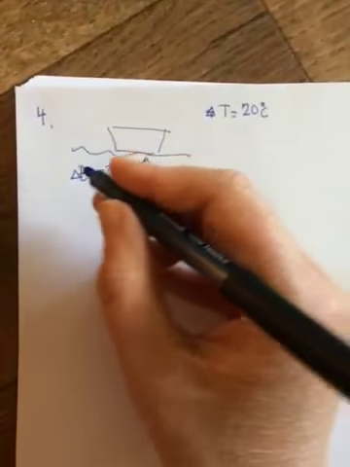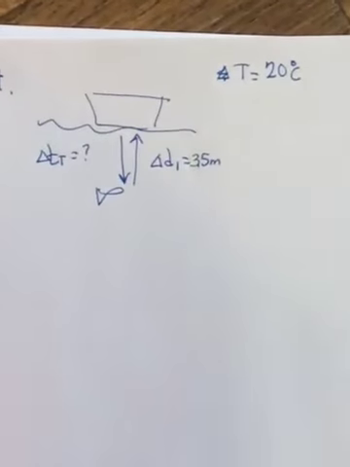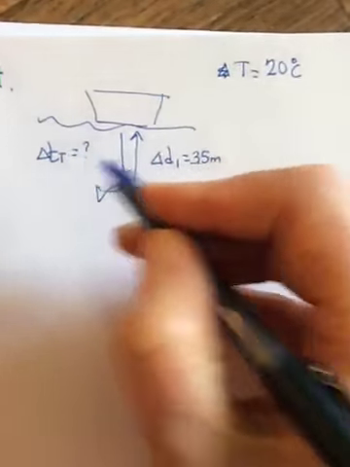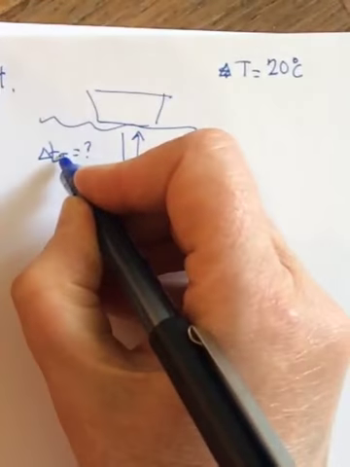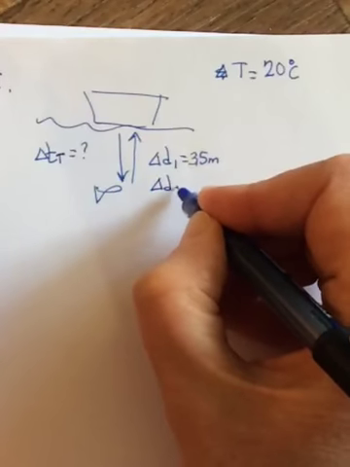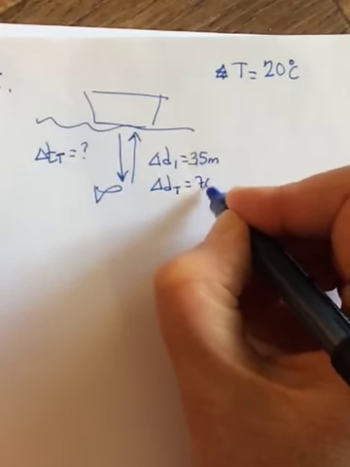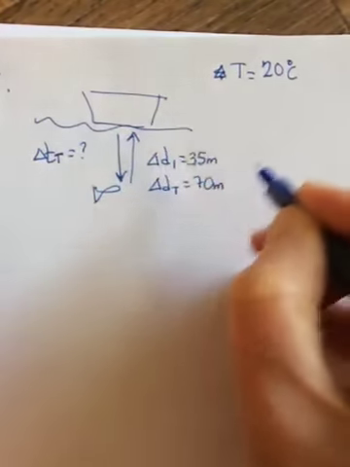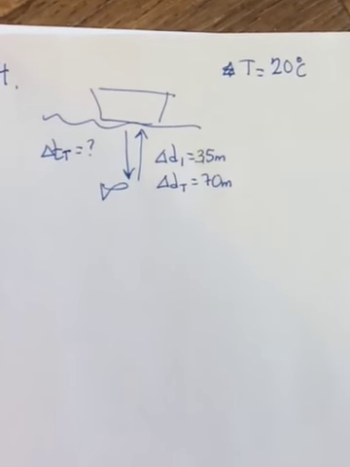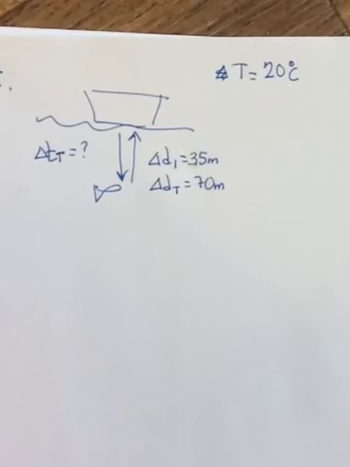So it's asking for the total time, the time it takes for the sound to go down, hit the fish, and come back. Okay? What they give us in the question is just delta D one way, so we're going to need to double it. The distance that the sound pulse has to travel is 70 meters. Okay? And it says assume the temperature of the lake is 20 degrees.